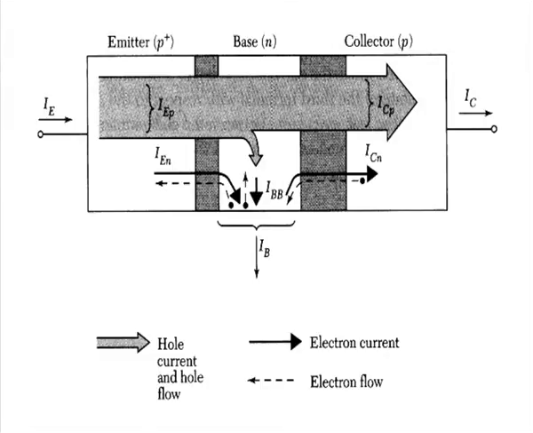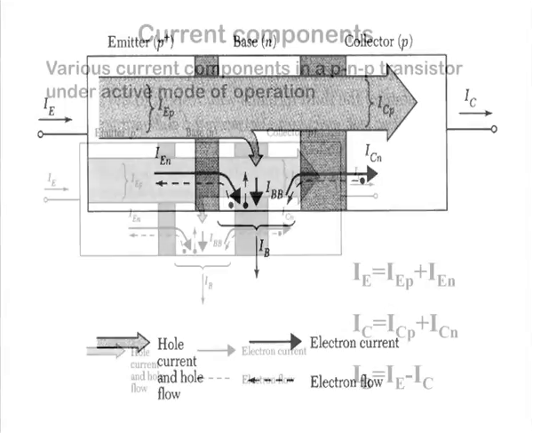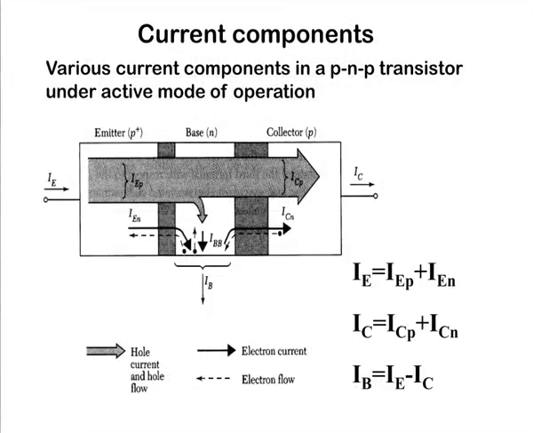Maximum number of holes can be injected from emitter to base. So, few holes are recombined in the base region and maximum reach the collector. So, our emitter current IE is equal to IEP, the current due to holes, plus IEN, the current due to electrons. Electrons are also injected from base to emitter, but this contribution is less, and our collector current IC is equal to ICP plus ICN.